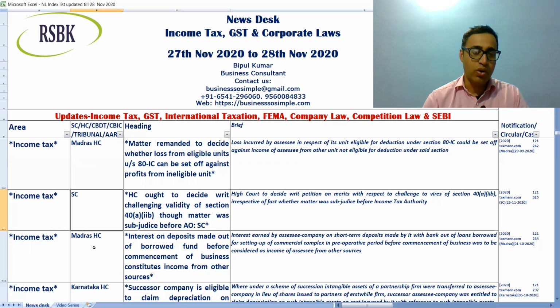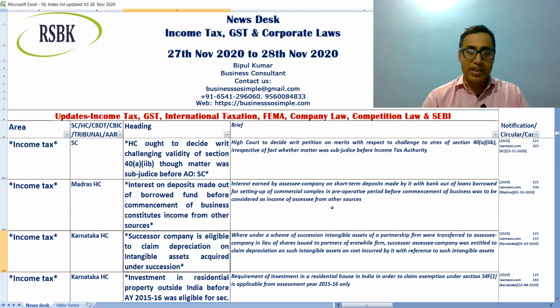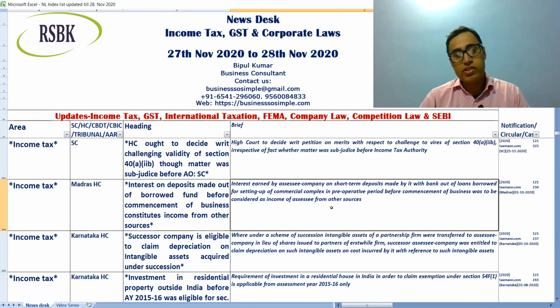Next case, Madras High Court. Interest on deposit made out of borrowed funds before the commencement of the business constitutes income from other sources. Interest earned by the assessee company on short-term deposit made by it with a bank out of the loans borrowed for the setting up of a commercial complex in the pre-operative period, before commencement of the business, was to be considered as income of the assessee from other sources.